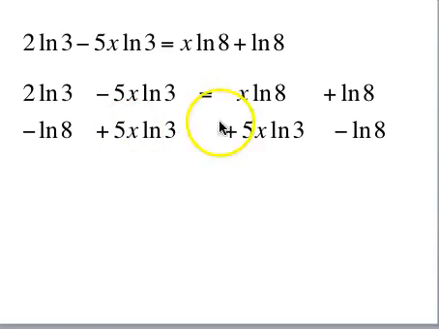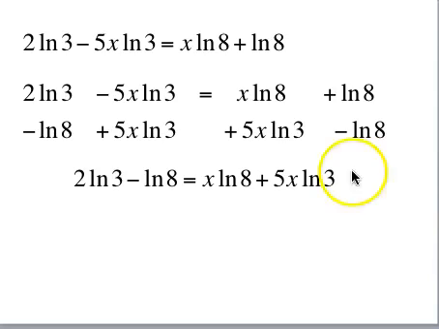And what I'm doing here is I'm adding 5x log 3 to both sides. That will cancel the negative 5x log 3 here and leave me with x log 8 plus 5x log 3 on the right side. So on both sides of the equation, I add 5x log 3 to get all of the x on the right side. But if I'm having all of the x's on the right side, I have to eliminate this natural log of 8. So I'm subtracting natural log of 8 from both sides here. So what's left on the left side? 2 natural log 3 minus natural log 8 equals x natural log 8 plus 5x natural log 3. So we have successfully isolated the x on the right side.